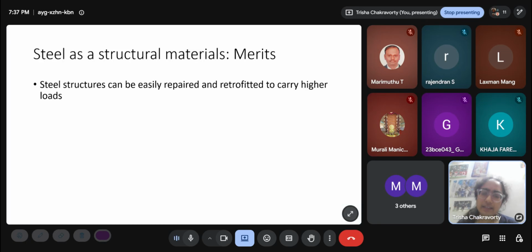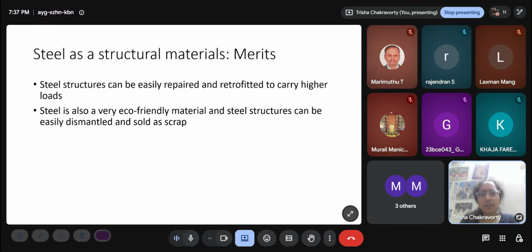Steel structures can be easily repaired or retrofitted to carry higher loads. This easy repairing comes because it's not cast as a whole integrated structure like concrete. Steel generally has individual elements connected through connections like bolts or welds. So if you want to replace one part, you can just dismantle the connection, take that part out, and replace it. Unlike concrete, where everything, like the beams and columns and floors and foundation, is cast as a whole, so replacing one part might not be that easy.